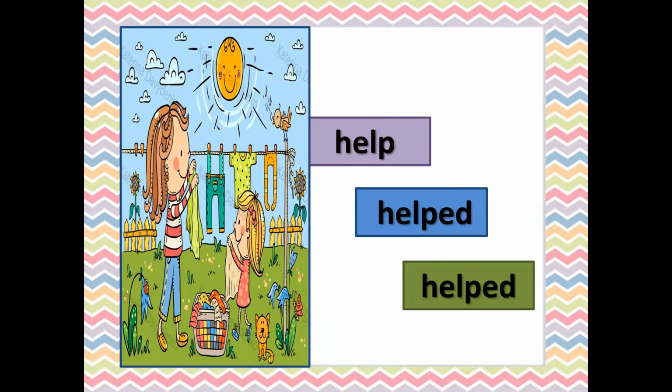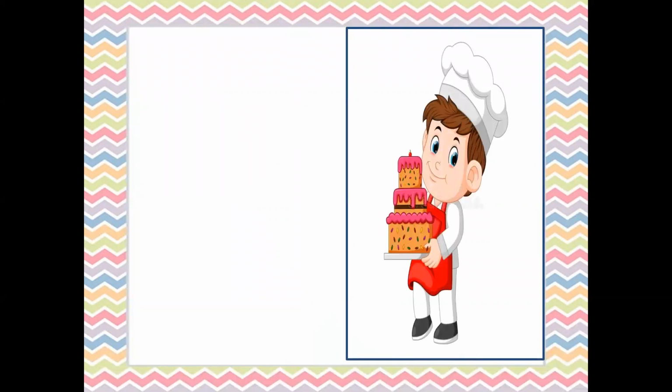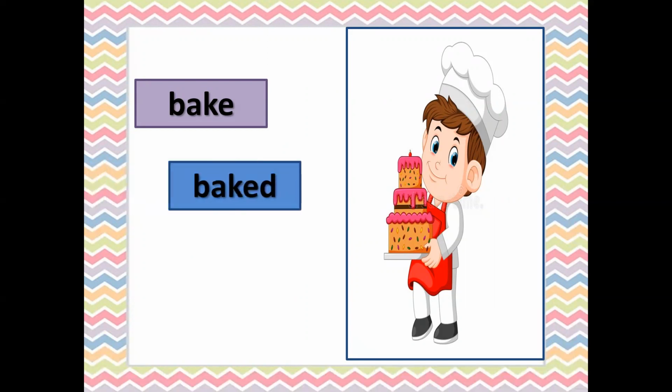Now, let's see the other example. What are we going to add in this? Let's see the word. It's bake. E at the end. So what will we add? We will add here the letter D. Baked and baked, right?